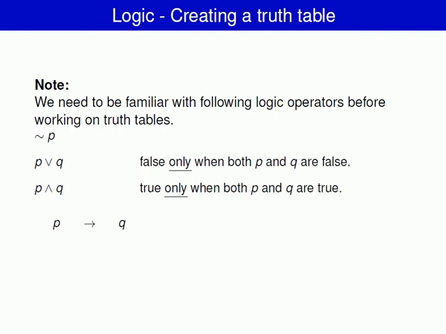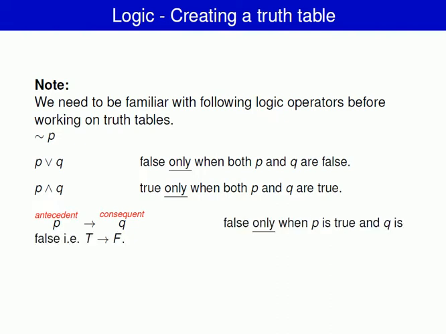And the conditional statement. P in the conditional statement we call antecedent and Q we call consequent. This conditional statement cannot be reversed. For example, P implies Q is different from Q implies P. This is false only in one case, when P is true and Q is false. Any other truth value combination, P implies Q is true.